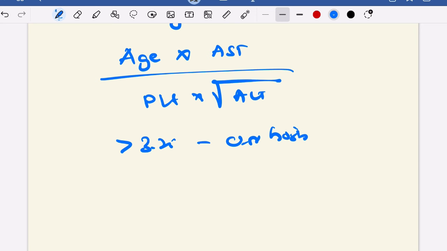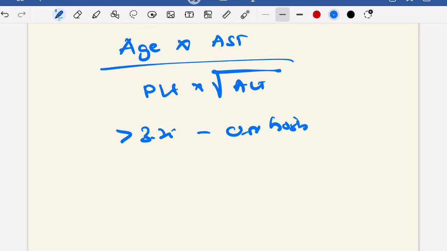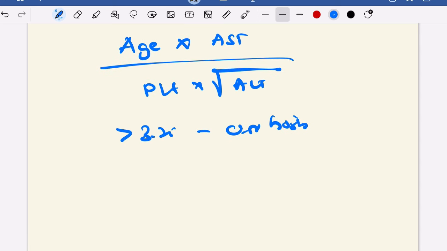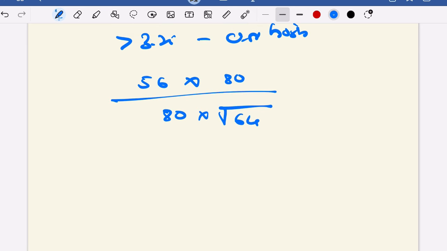Let's take one example and explain this. Let's suppose the age of the patient is 56 years, AST is around 80, platelet count is also around 80, and the ALT value is around 64. So let's calculate this. 56, this 80 cancels. So 56 divided by root of 64, which is 8. So 56 by 8 is 7, which is obviously more than 3.25. So obviously there is cirrhosis.